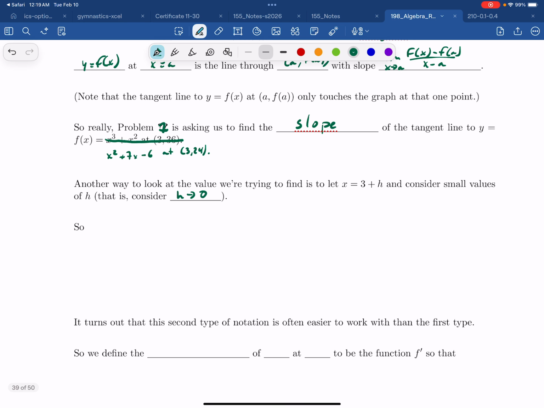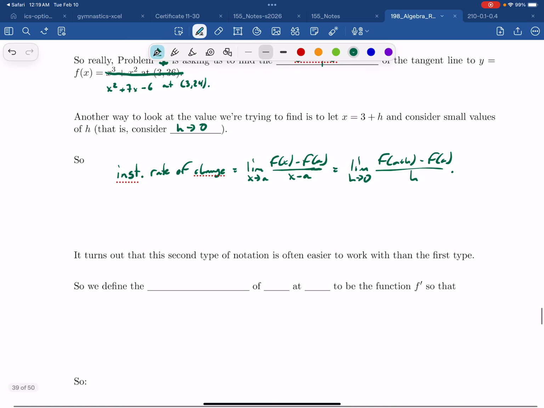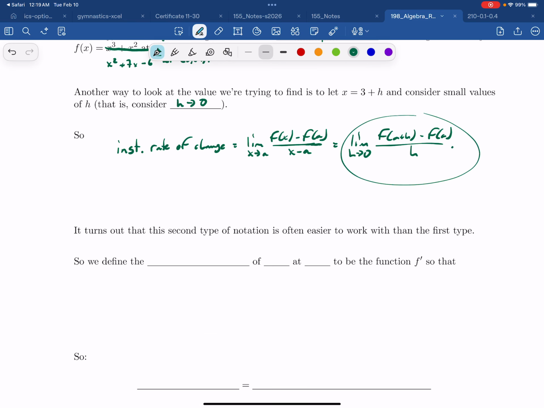We have that the instantaneous rate of change, I wrote this down, but I'll write it again, equals the limit as x approaches a of f of x minus f of a all over x minus a, and that also equals the limit as h approaches 0 of f of a plus h minus f of a all over h. So we're often going to use this kind of notation.